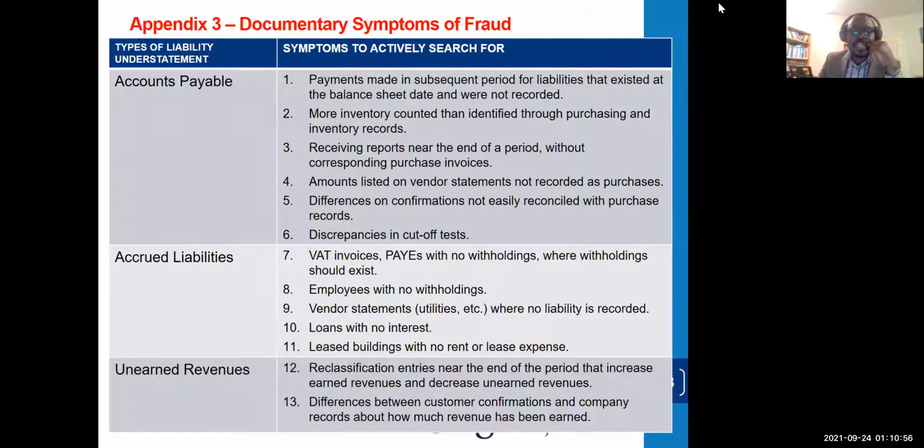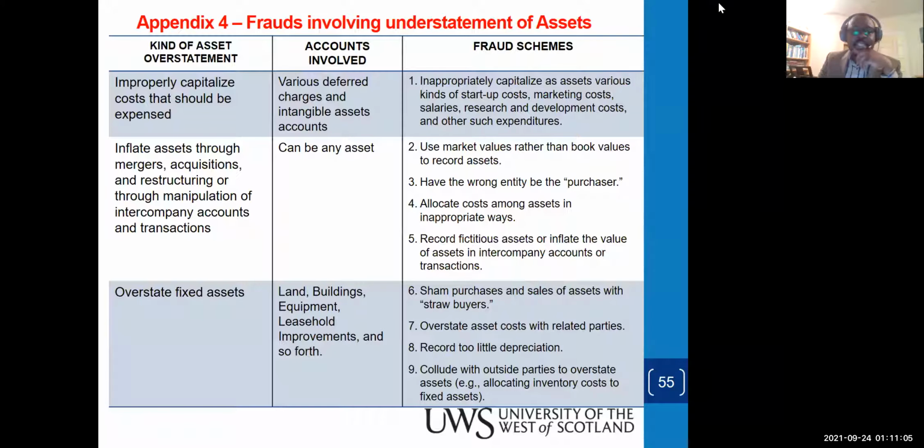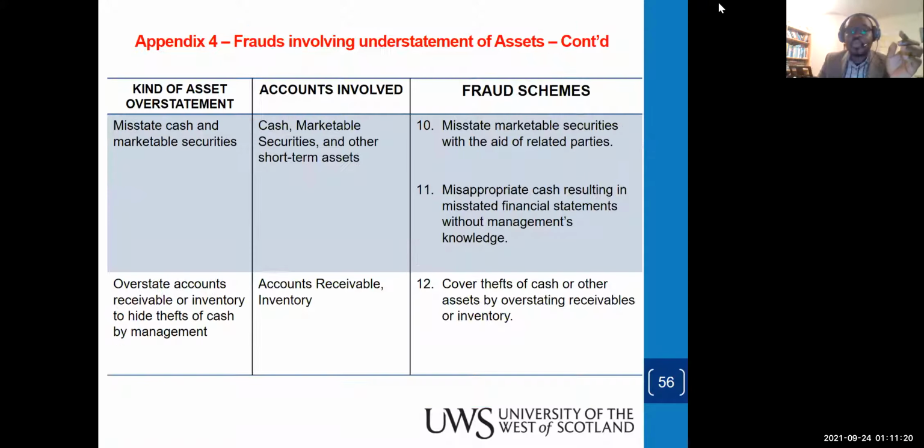And then appendix three looks at documentary symptoms of fraud, which we could look at in terms of liability understatement. And then frauds involving understatement of assets, liability. And then we're talking of also asset understatement. So look at the accounts which are involved and what they could do.